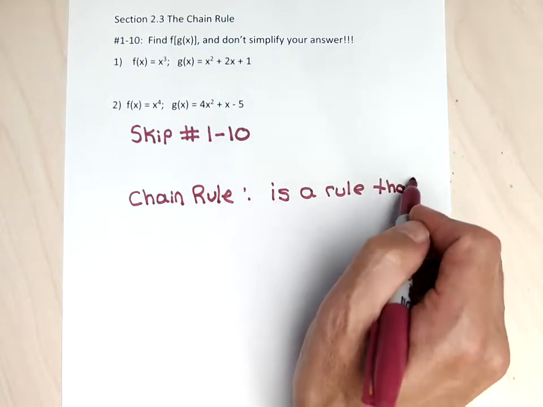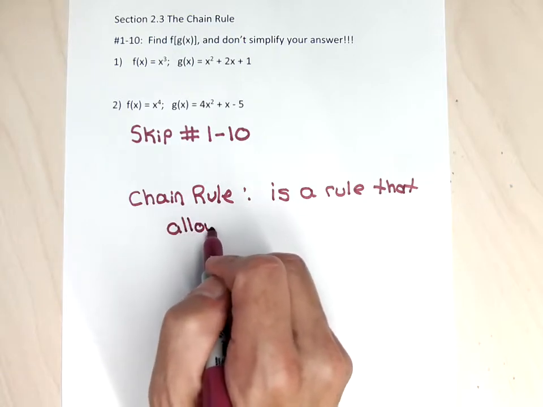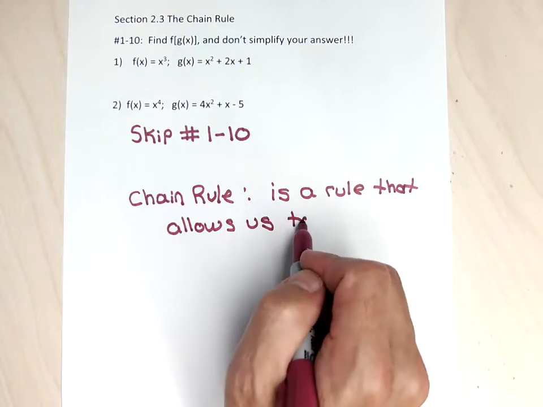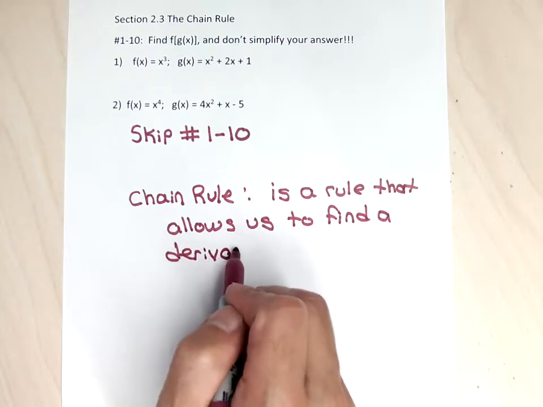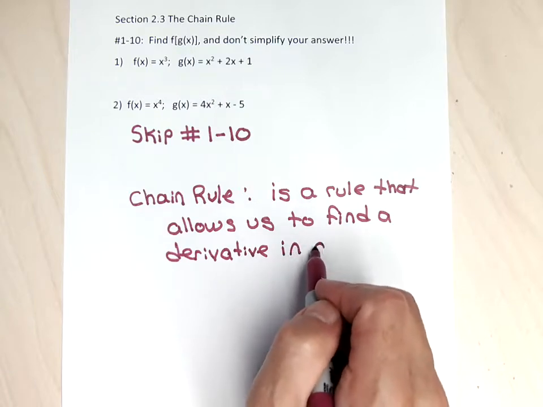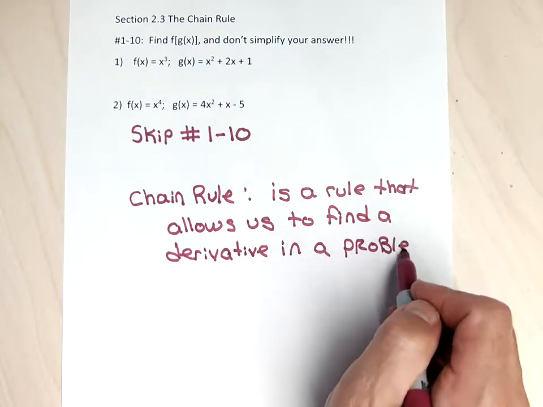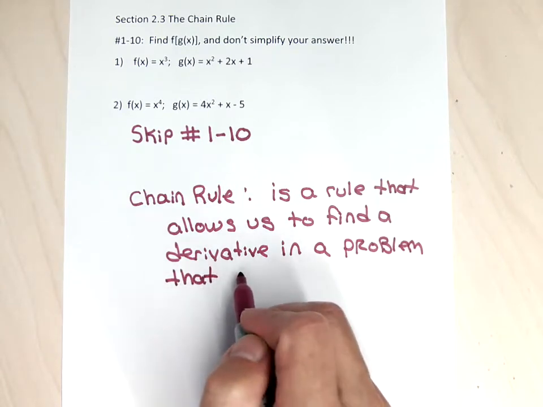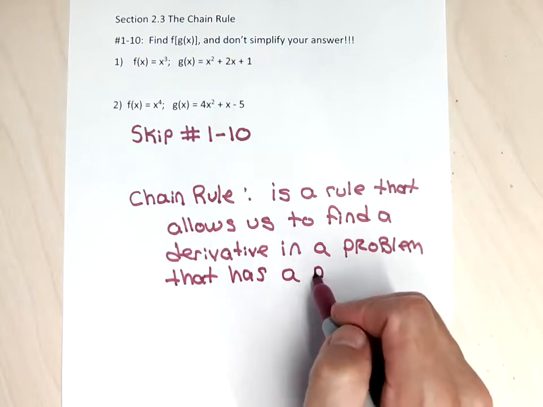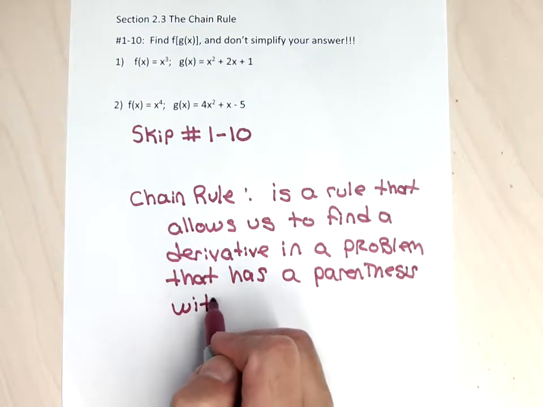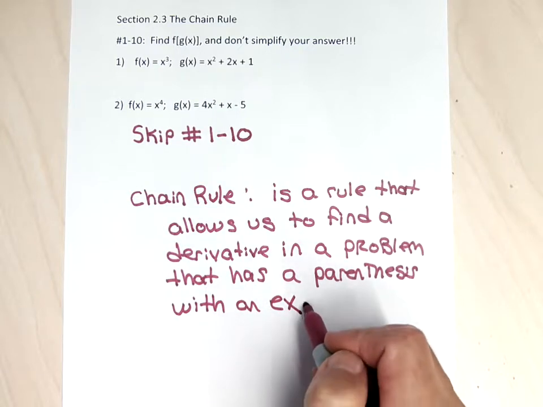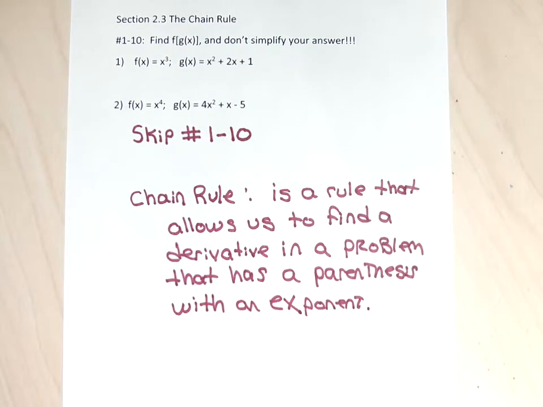that allows us to find a derivative in a problem that has a parentheses with an exponent outside of it. And the theory behind the rule is kind of complex, but the rule itself isn't particularly hard to apply.